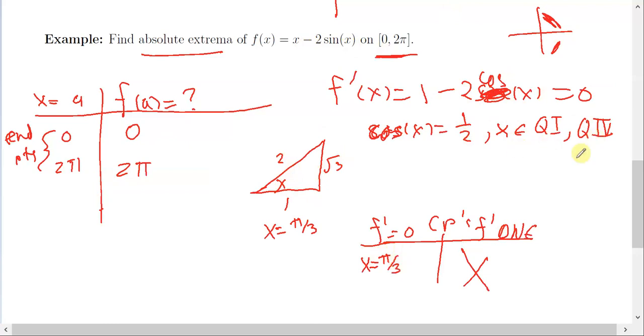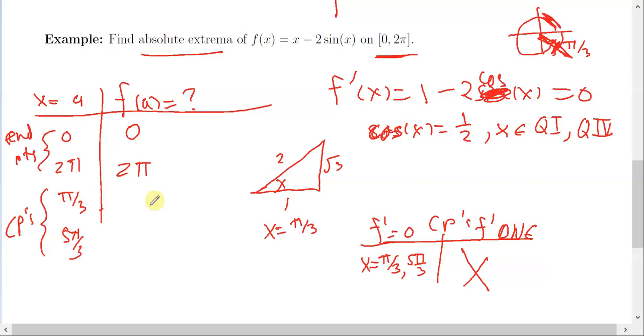And then we put that in quadrant 4. We have to go all the way around to where it makes an angle with the x-axis of pi over 3. If that's pi over 3, all the way around would be 6 pi over 3. Come back pi over 3 would give you 5 pi over 3. So that would be your other one, 5 pi over 3. So those are my critical points, pi over 3 and 5 pi over 3. That's all I get. I don't get any places where the derivative doesn't exist.